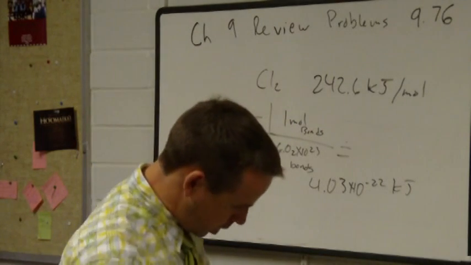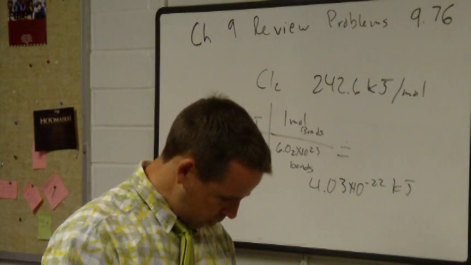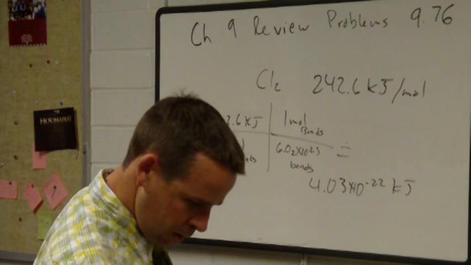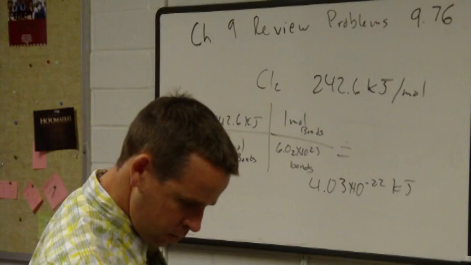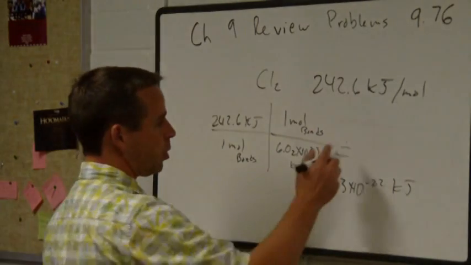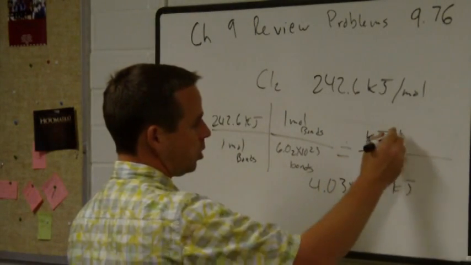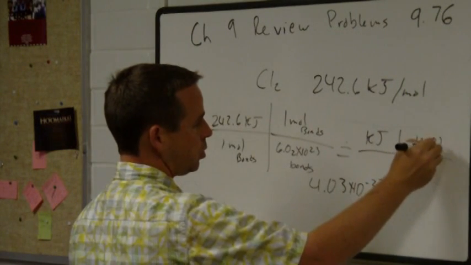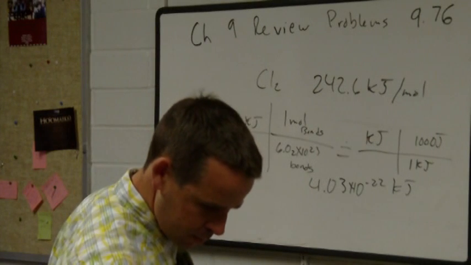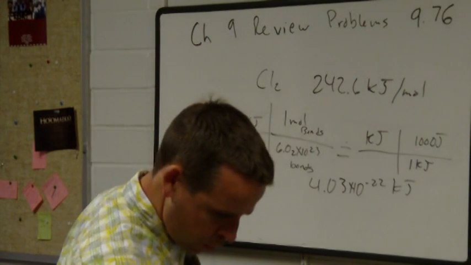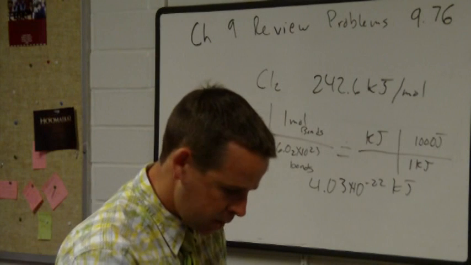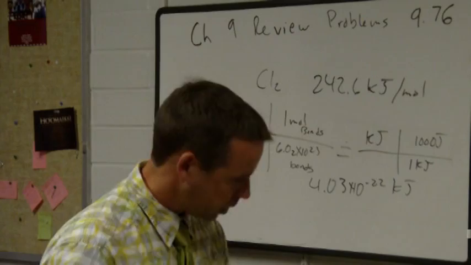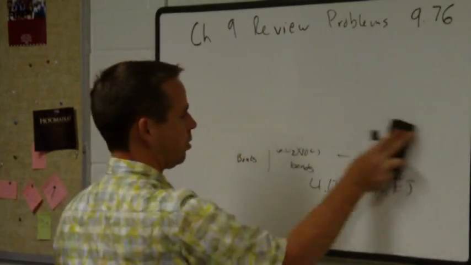All right, and did they ask how much energy in joules? So we take that, which is in kilojoules, and multiply it by 1,000, since in 1 kilojoule there's 1,000 joules. So 4.03 times 10 to the minus 19. All right, so good. Got it, 478.